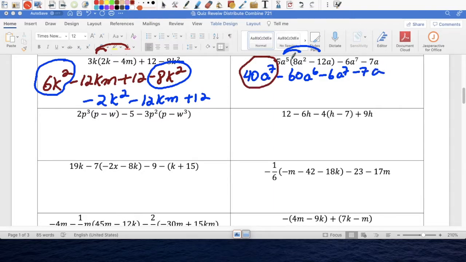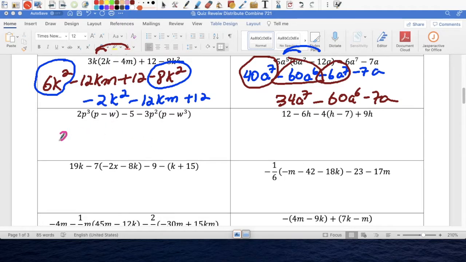This guy here and this guy here. Careful of the sign. So 40a7 minus 6a7 is 34a7. And then this combines with nobody, so it's minus 60a6 minus 7a.